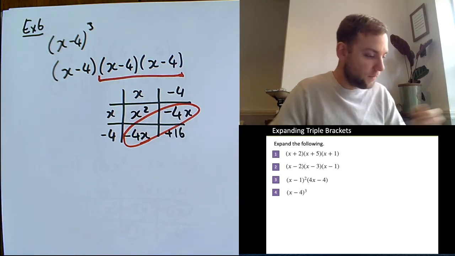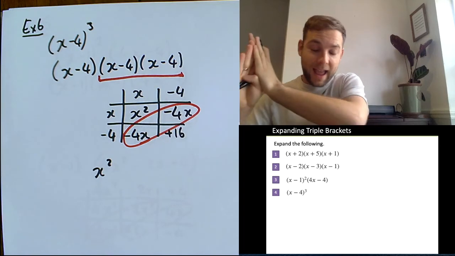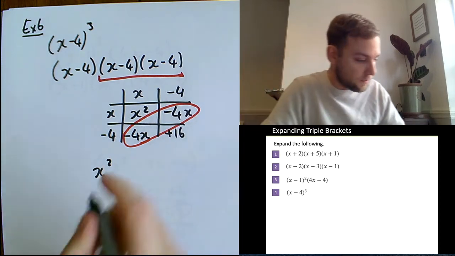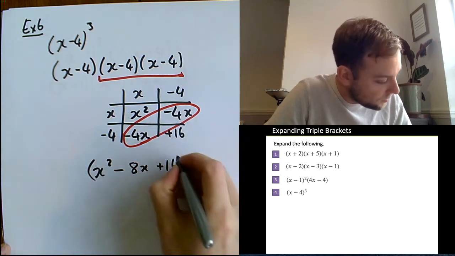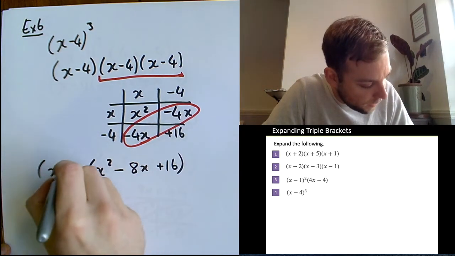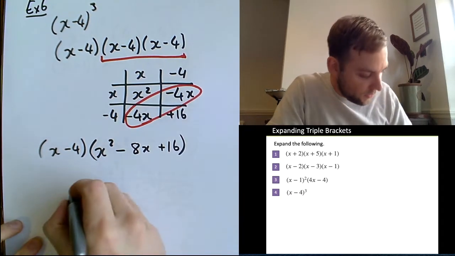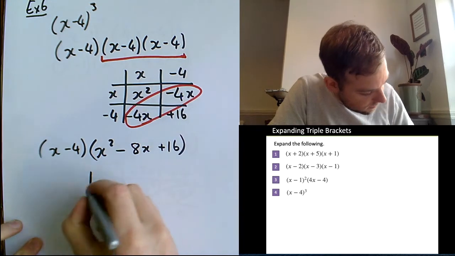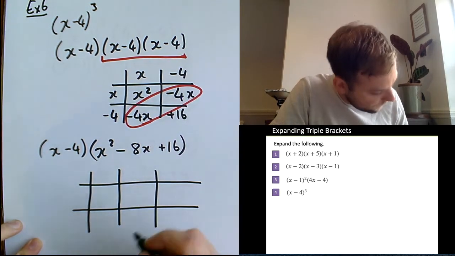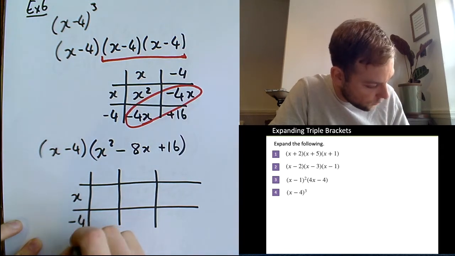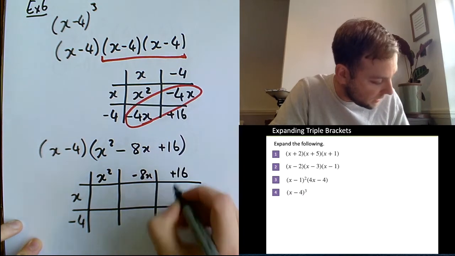So I end up with x squared minus 4 take away 4 is minus 8x plus the 16. Remember, I'm still timesing by this minus 4x here. This one here is going to be a 2 by 3. So x minus 4, x squared minus 8x plus 16.